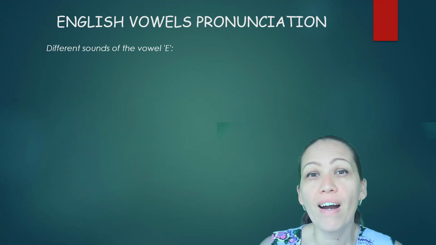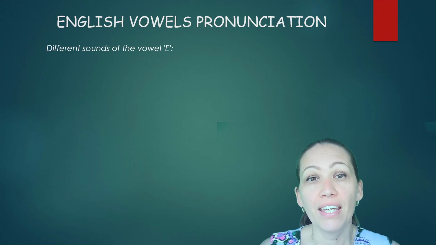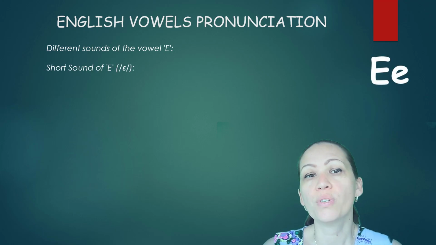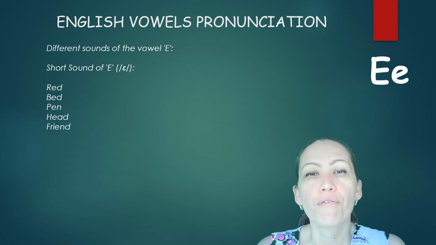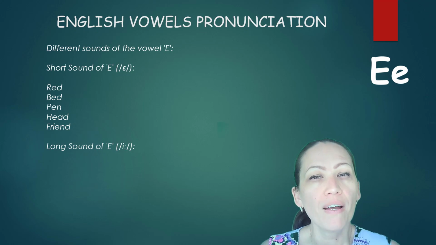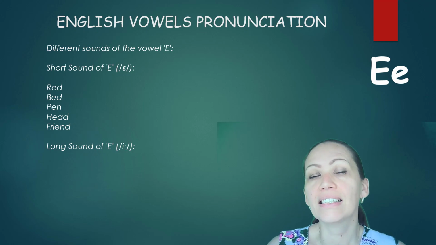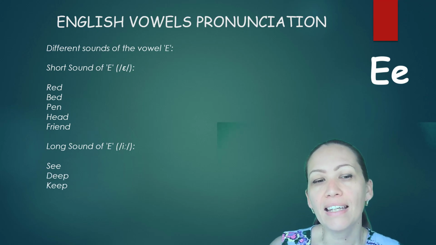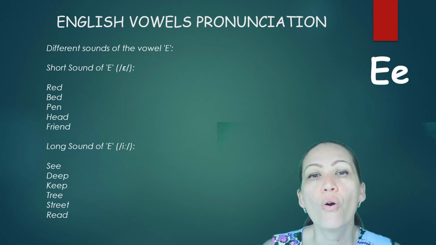The next vowel is the vowel E. If the vowel E is used in closed syllables, it makes the short sound, like in rat, bat, pan, hat, or friend. However, it can make a long sound E, like in sea, deep, keep, tree, street, or read.